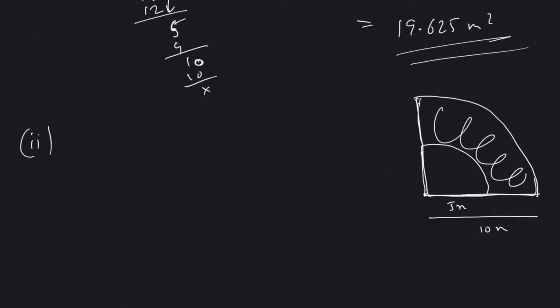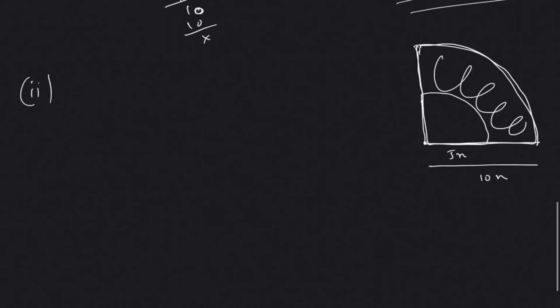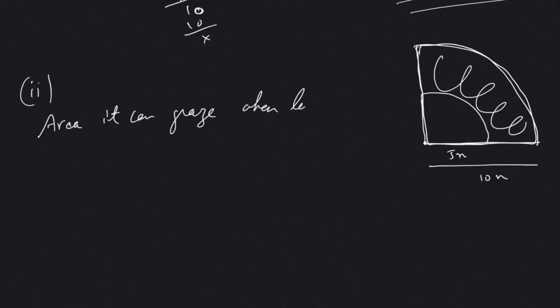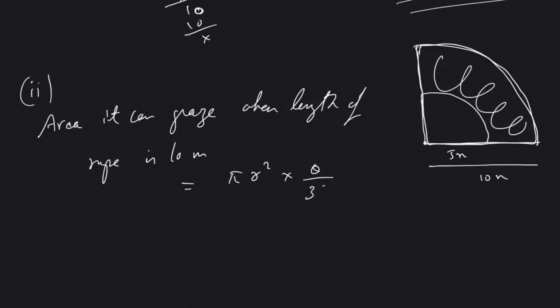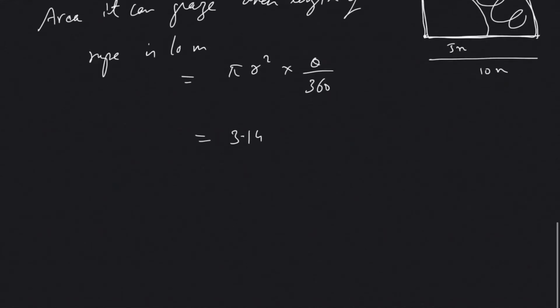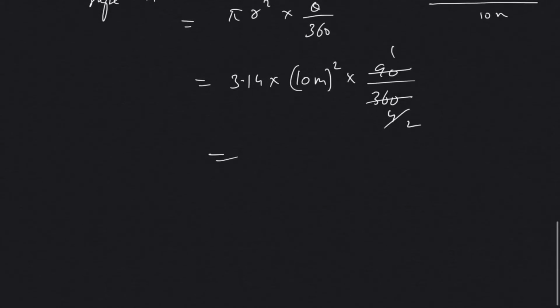So for that, first we will find out the total area it can graze when the length of the rope will be 10 meter. So the area it can graze when the length of rope is 10 meter will be pi r square into theta by 360. That will be again 3.14 into r, 10 meter whole square, into 90 by 360. Again, 9 1s are 9, 9 4s are 36, 2 2s are 4, 1.57. That's 1.57 into 100 divided by 2 meters square.